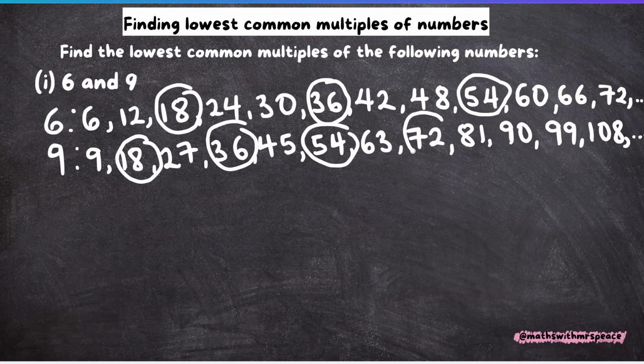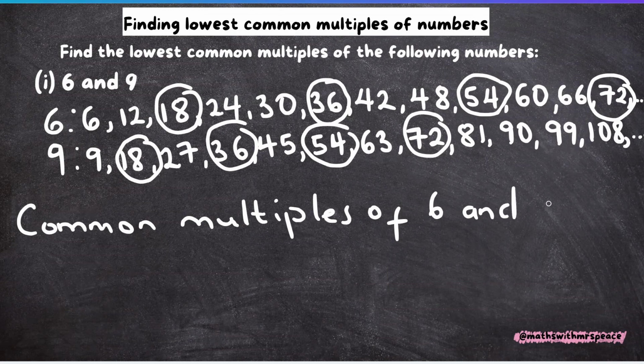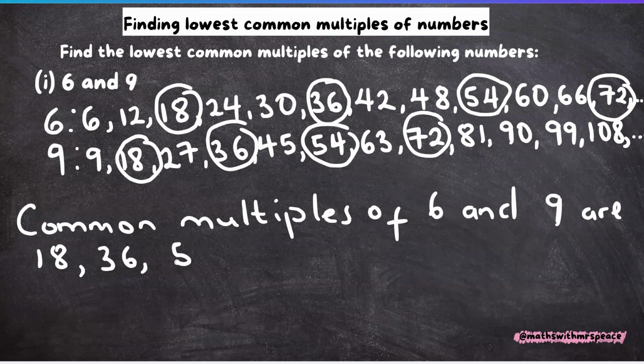We have 72. So we're going to say common multiples of 6 and 9 are, so let's write out a list of the numbers we've circled. We have 18, 36, 54, 72.